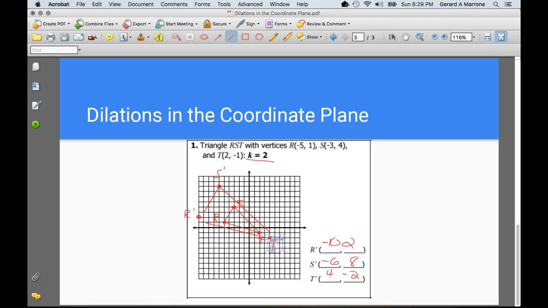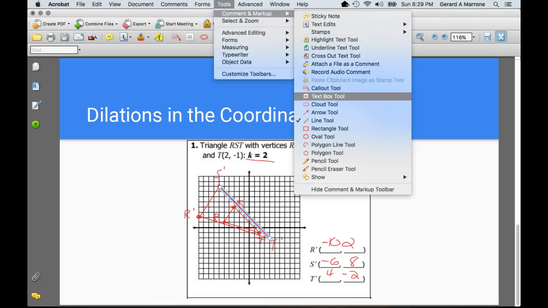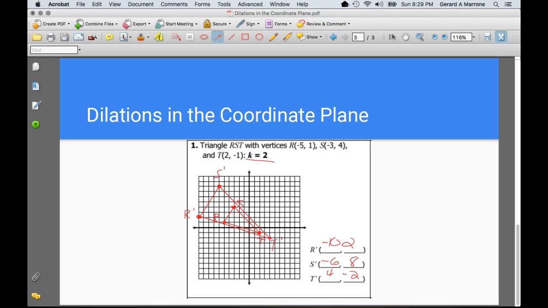Okay, so I've got R prime to S prime, I've got R prime to T prime, and I've now got T prime to S prime. As you see, the figures look a little bit different now that we've got our stretch, our stretch of factor 2. If it was a shrink, it would be much smaller.